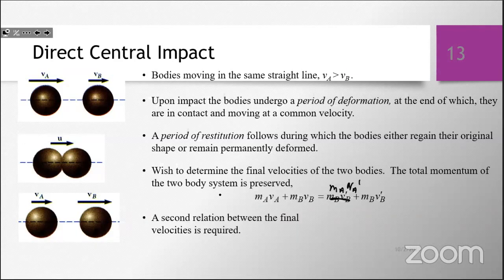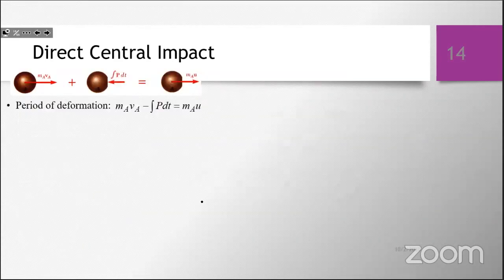In order for us to figure this out, though, we're going to need another equation, okay? So where does that come from? Okay. There's our impulse momentum equation, right?